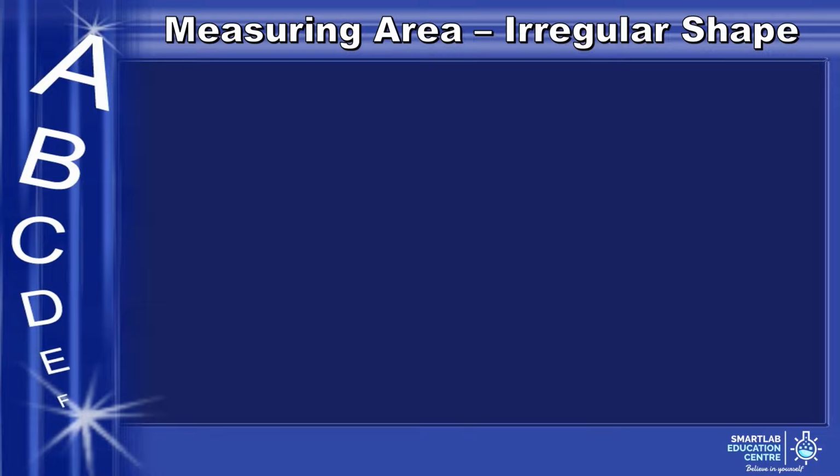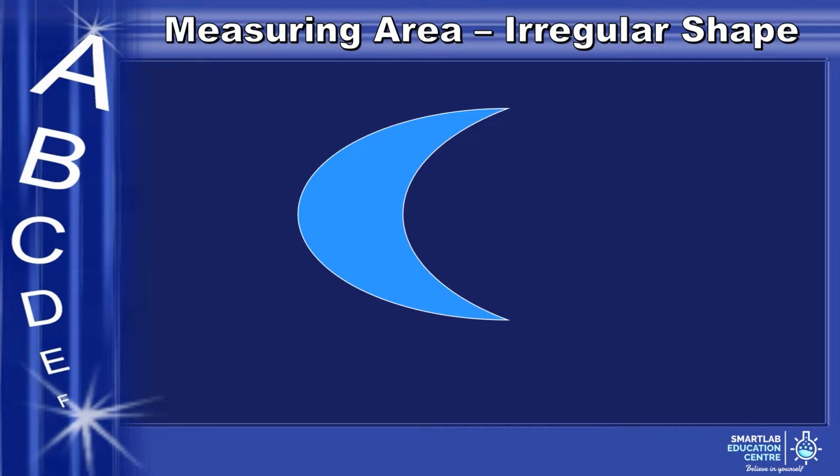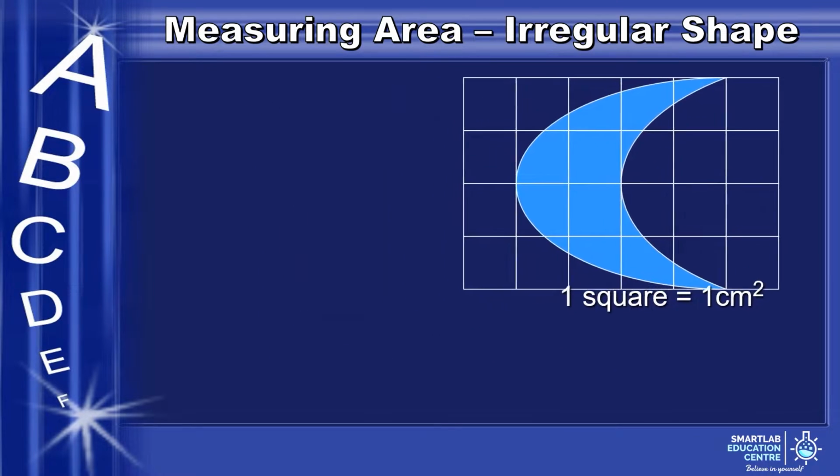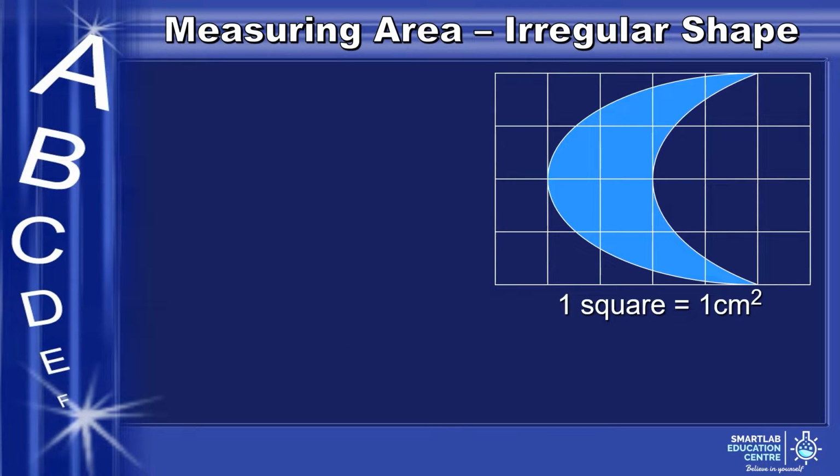Next, let's see how to measure the area of irregular shapes. For example, this crescent shape. There are two ways to do that.